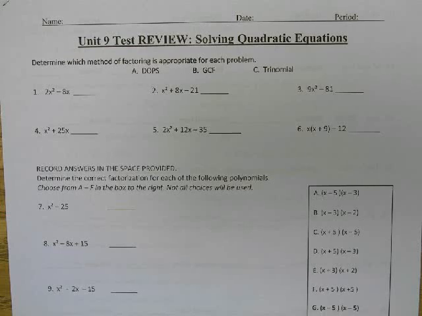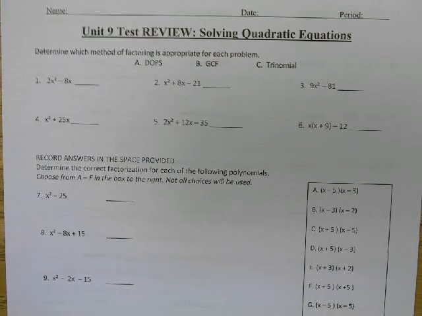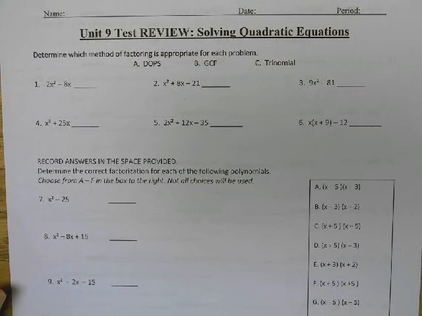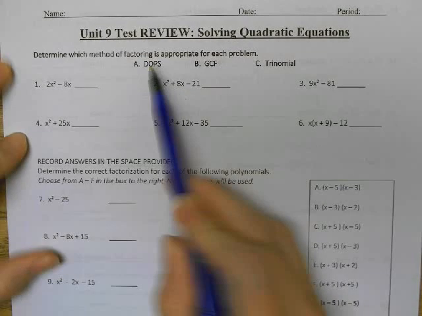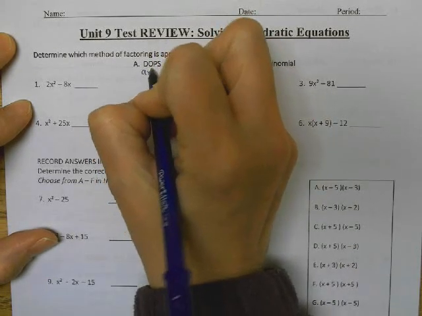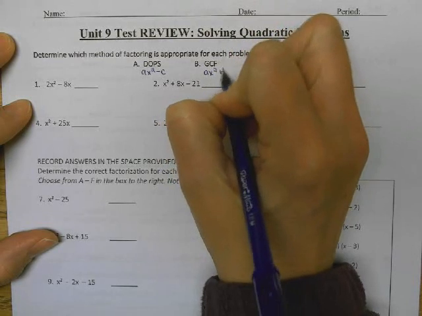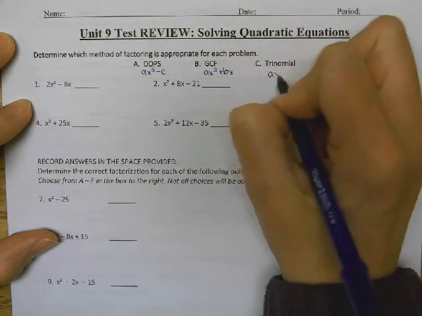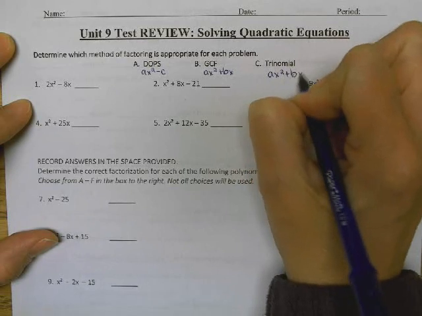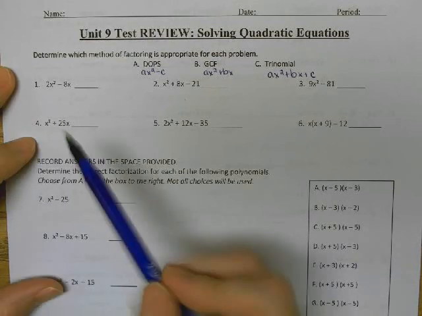All right, today we're going to be looking at the Unit 9 test review for solving quadratic equations. So on 1 through 6, we are just determining which method would be the best method to choose. So we have DOPS, GCF, or trinomial. Remember that DOPS is ax squared minus c, GCF is ax squared plus bx, and a trinomial is ax squared plus bx plus c. So we can look at the number of terms we have, and that will narrow it down to start off with.